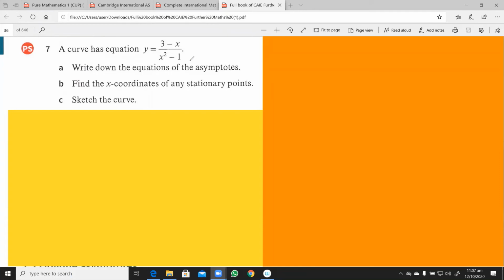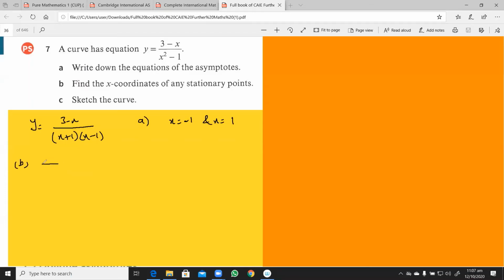Then we see if the denominator is fully factorized. So this is basically y equal to 3 minus x over x plus 1 into x minus 1. So the equations for the asymptotes are going to be x equal to minus 1 and x equal to 1. These are both vertical asymptotes. Now, then he says, find the x coordinates of any stationary point. So let's find this derivative quickly.